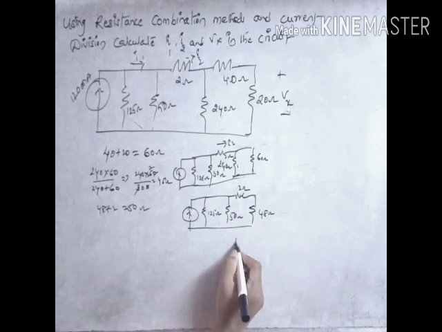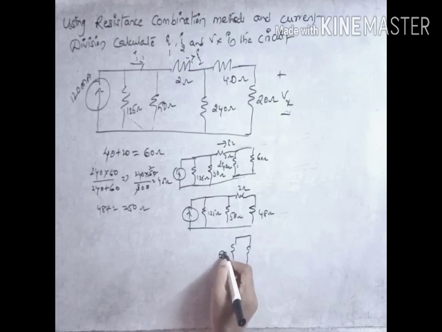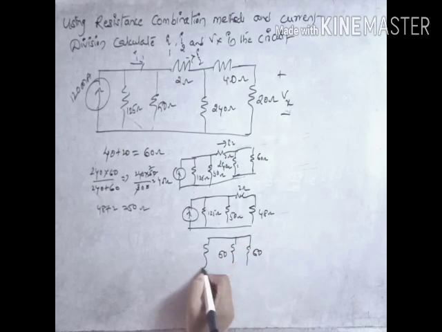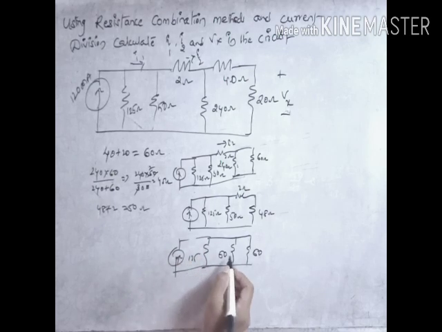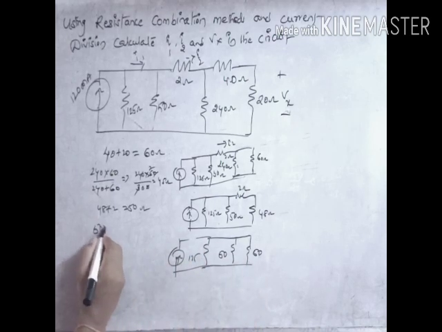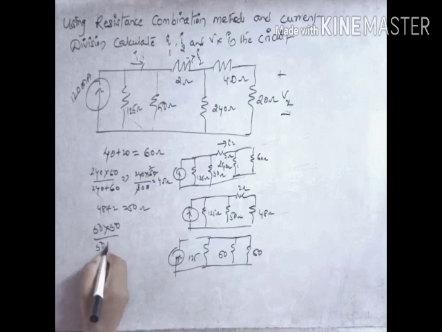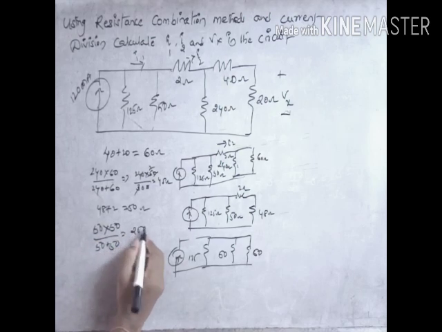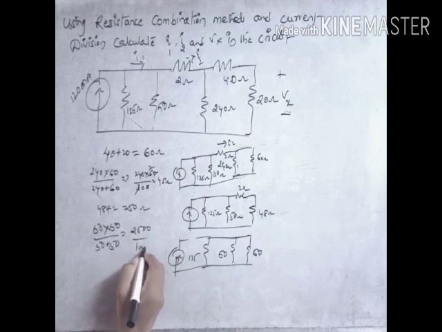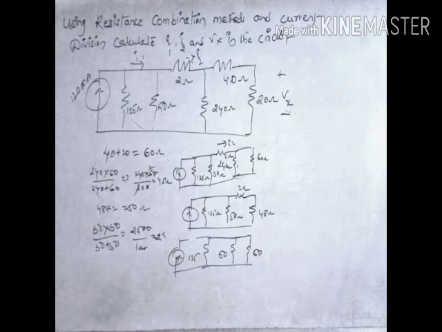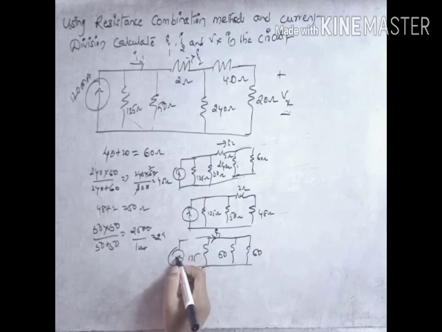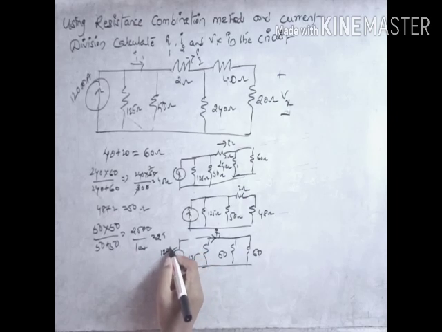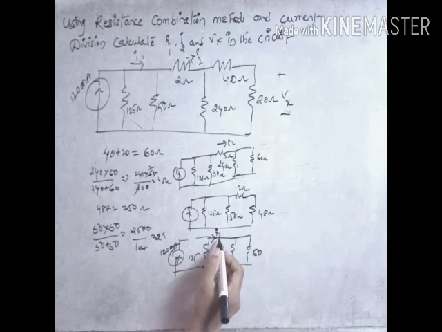Again we can reduce this total network. This is 50 and this is 50 and this is 125 with a current source. Again this 50 and 50 are in parallel, so 50 into 50 by 50 plus 50, that is 2500 by 100, that is 25 ohms. So this current I1 is what we need to calculate. This is the total current of 120 milliamperes. We need to calculate I1.